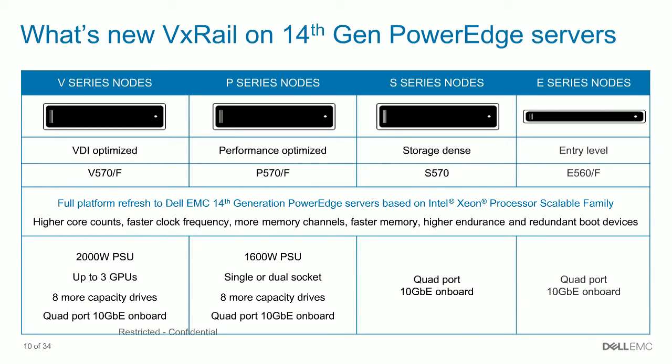So at release, the only available power supply for the V series will be the 2,000 watt power supply. There's a 1,600 watt variant which you would use for the P series, but then if you move down to the E series, we have the 1,100 watt, which was our maximum available for 13G.